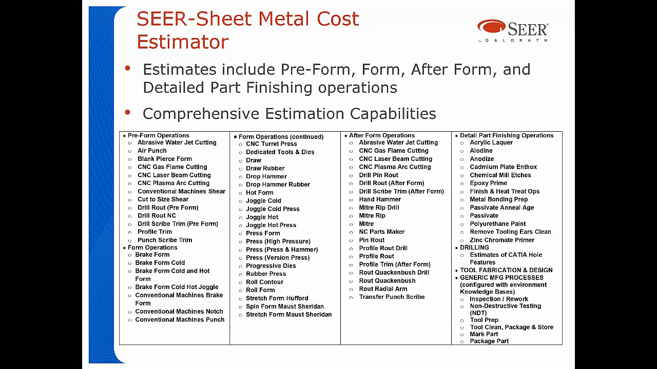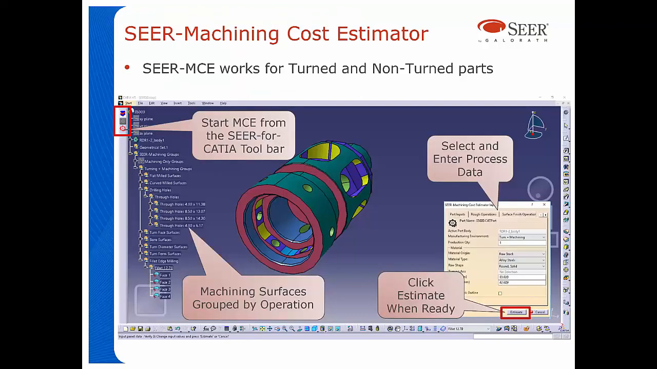So you're not just getting the bend time or the stamp time, you get all the other associated processes, and a list of all of those processes is shown below. It's a very comprehensive sheet metal estimation model there. Our newest, most recent addition is the machining cost estimator.